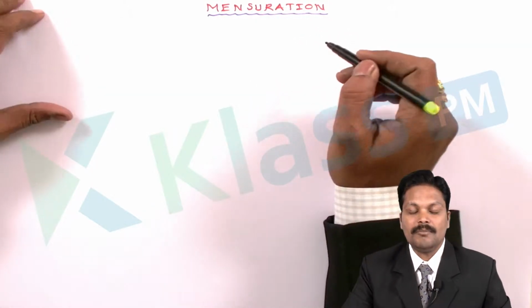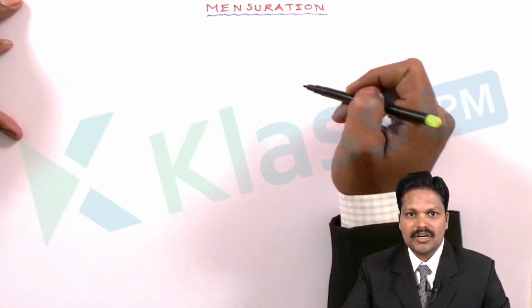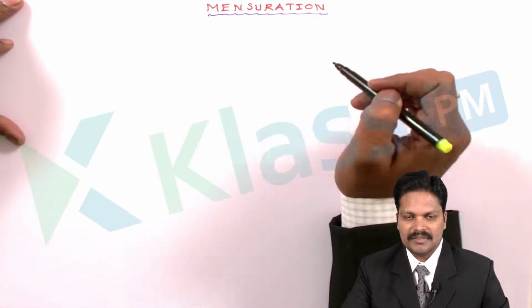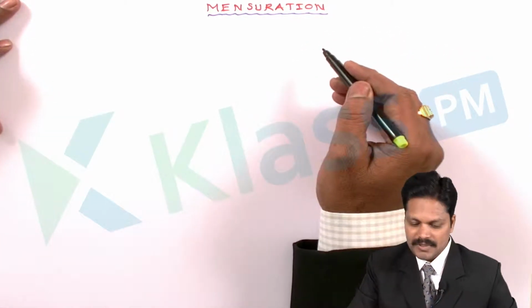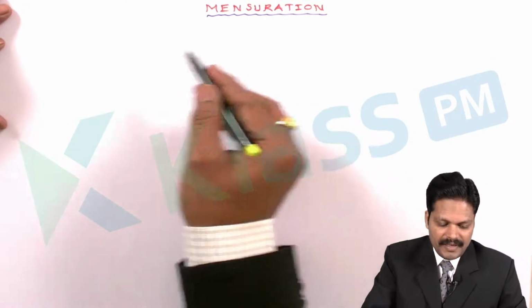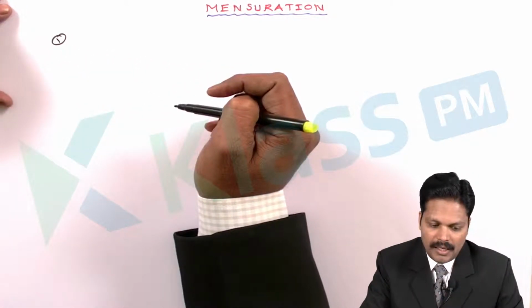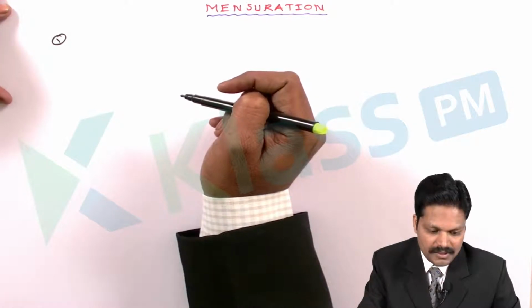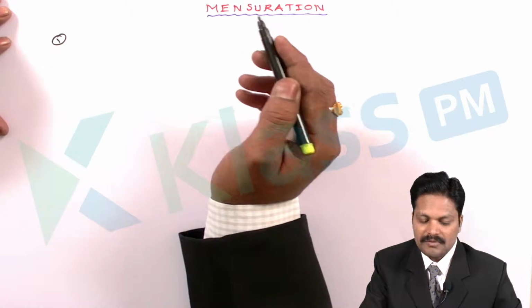In this chapter, the problems depend completely on formulas. If we have them in our mind, we can solve each and every problem from this chapter. So I'm going to discuss some important problems here. In mensuration, we have one problem from the textbook. Find the volume and surface area of a sphere of radius 2.1 centimeters.